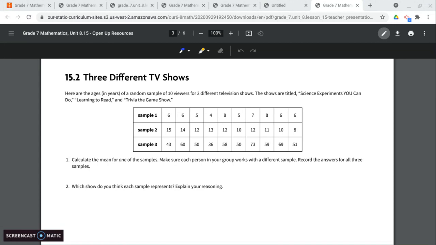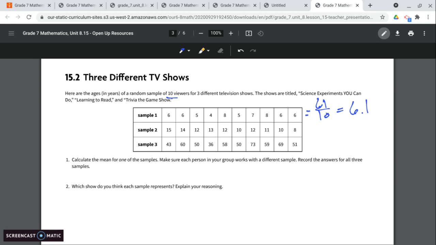So obviously we're not going to be in a group, but we will find the means of all of these. So the mean of sample 1, if we add these all together, so 6 plus 6 plus 5 plus 4 plus 8 plus 5 plus 7 plus 8 plus 6 plus 6, we're going to get 61 divided by 10 because it tells us there's 10 viewers. So we end up with 6.1 for our mean.